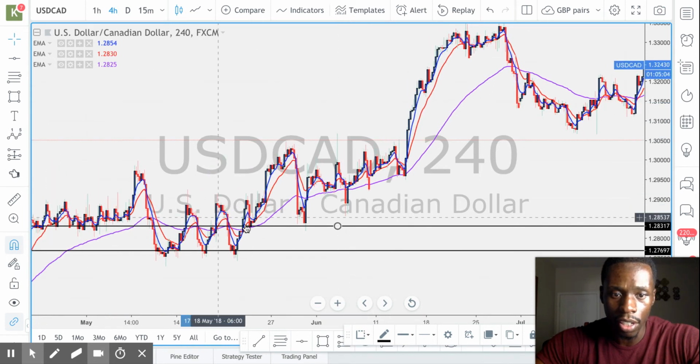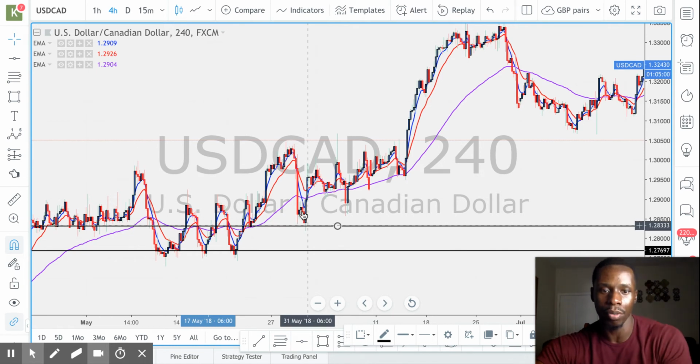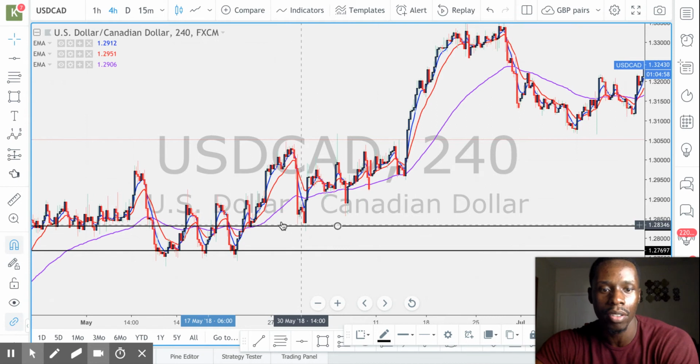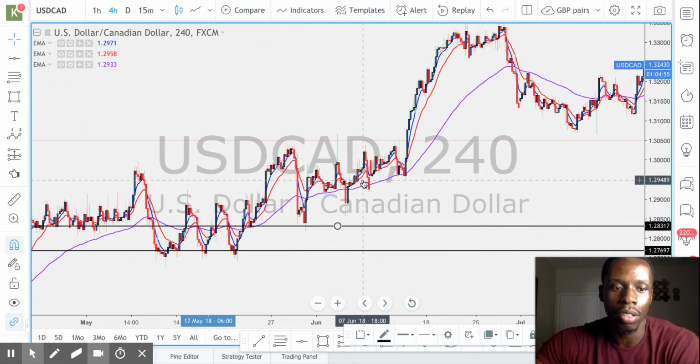So you could have got the entry here, but this would have been the better entry because you would have had no drawdown coming back to the original entry, and it completely took off.